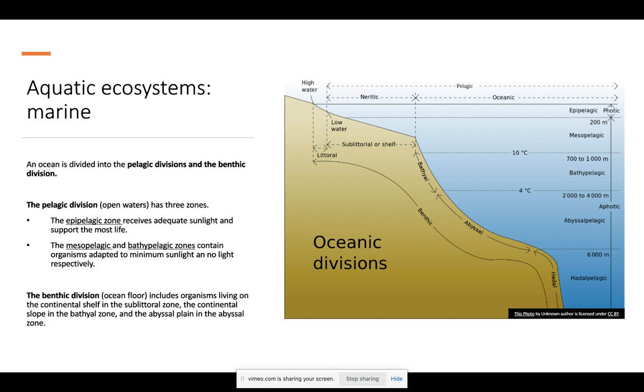And the benthic division of the ocean is also going to be divided into three layers. You've got the sublittoral, the bathyal, and the abyssal plain in the abyssal zone. So kind of cool.